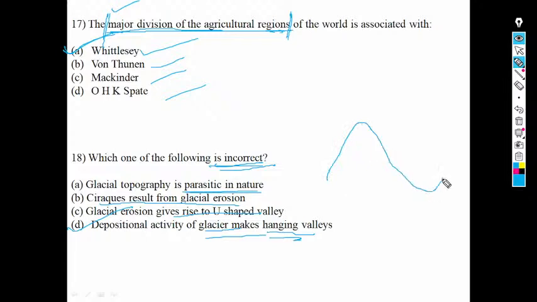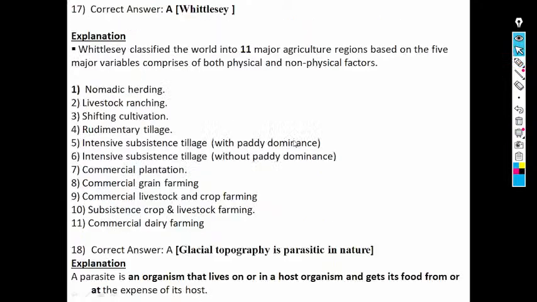Glacier erosion looks like a vacuum scooping out the land, so here it is never depositional. Glacial erosion gives off landscape, and this is also correct. So it is erosional, not depositional. Okay, answer. Glacial topography is parasitic in nature. A parasitic organism lives on a host organism and gets food at the expense of the host.